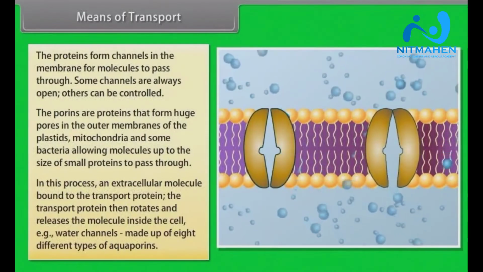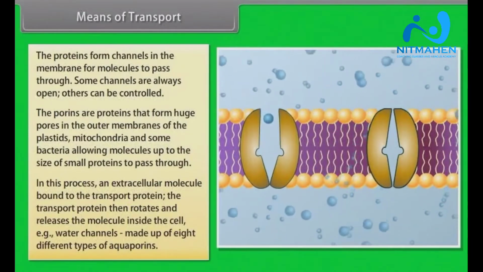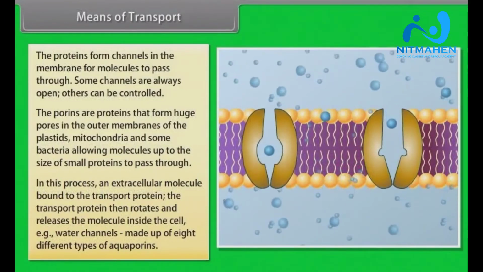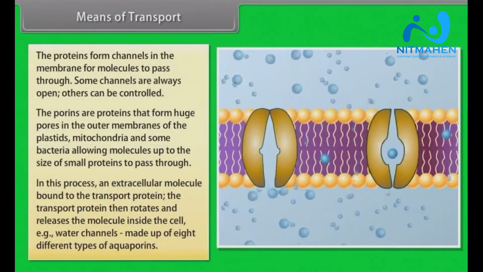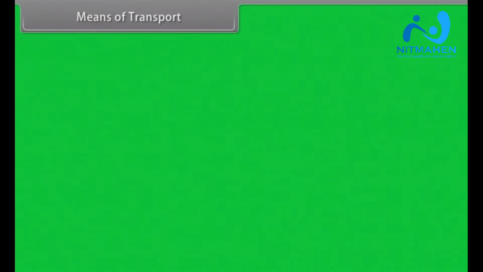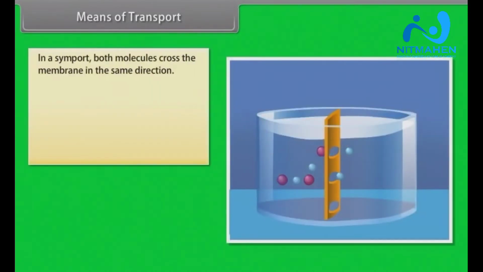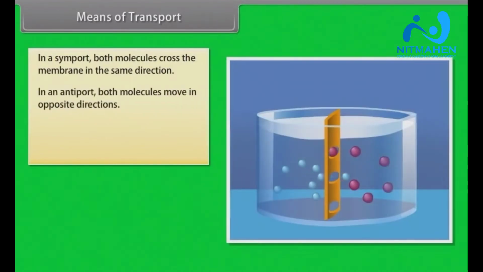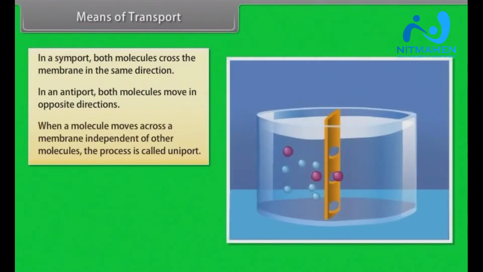is bound to the transport protein. The transport protein then rotates and releases the molecule inside the cell. For example, water channels are made up of 8 different types of aquaporins. Some carrier or transport proteins allow diffusion only if 2 types of molecules move together. In a symport, both molecules cross the membrane in the same direction. In an antiport, they move in opposite directions. When a molecule moves across a membrane independent of other molecules, the process is called uniport.